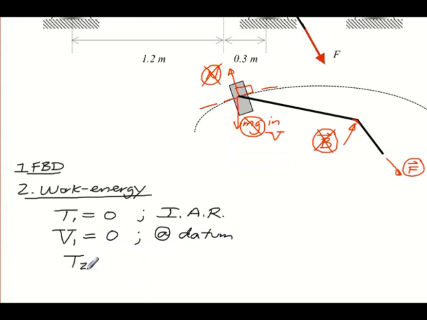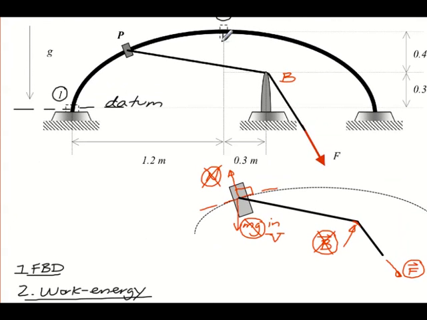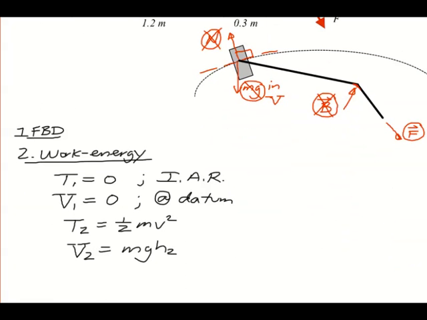T2, 1/2 mv squared. V2, it's going to be mgh, and we need h there at position 2. We go back to our picture. This is our h2 right here. So h2 is going to be 0.3 plus 0.4. So that's 0.4 meters. That's the number we're going to put in there once we get ready to solve this.